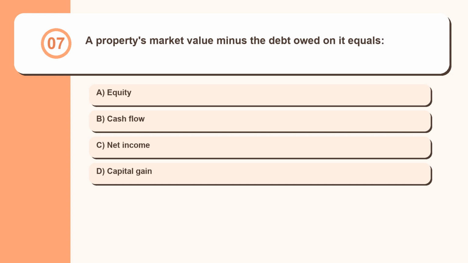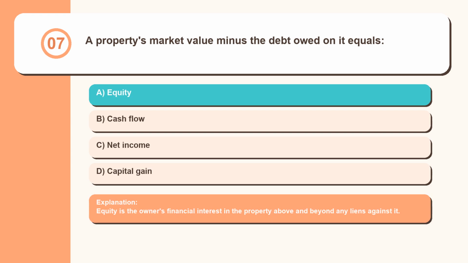Question 7. A property's market value minus the debt owed on it equals: equity, cash flow, net income, capital gain? Equity is the owner's financial interest in the property above and beyond any liens against it.